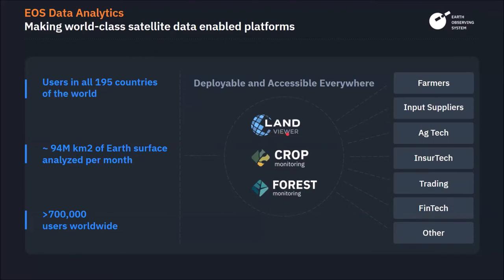Land viewer, which is used to download high resolution images from any location in the world. And by the way, these 3 platforms are deployable and accessible from any point, any location in the world. So our total stats, the latest survey that we have, is all these 3 products are used in all 195 countries in the world, which cover around 94 million square kilometers of Earth surface on a monthly basis. So this sums up to a total number of users of 700,000 worldwide.